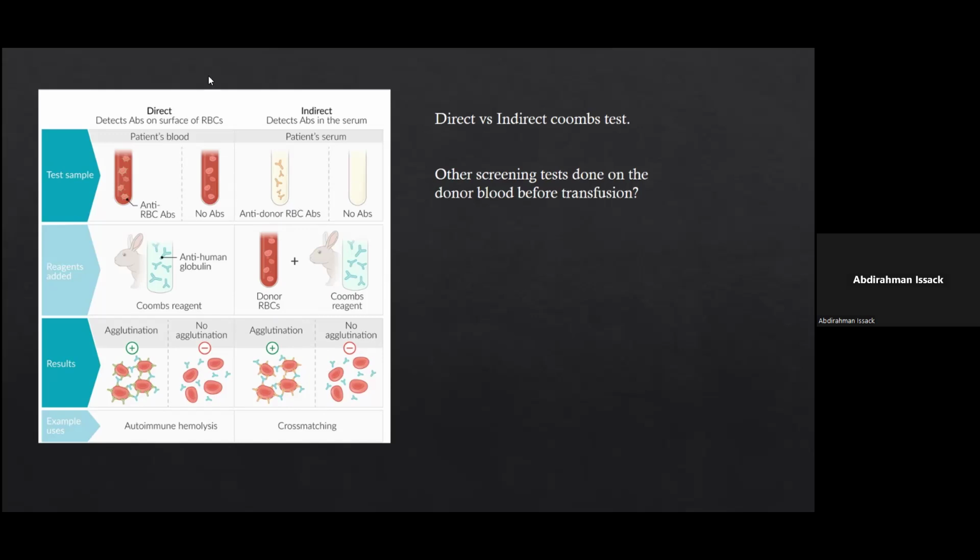Here I was just showing you the difference between the direct and the indirect Coombs test. For direct, we use the patient's whole blood. For the indirect, we use the patient's serum. For the indirect, we are looking at the recipient's antibodies in the serum, and for the direct, we are looking at the patient's RBCs in the blood.